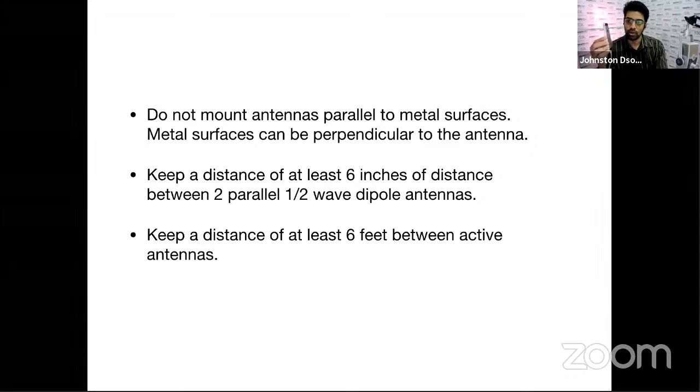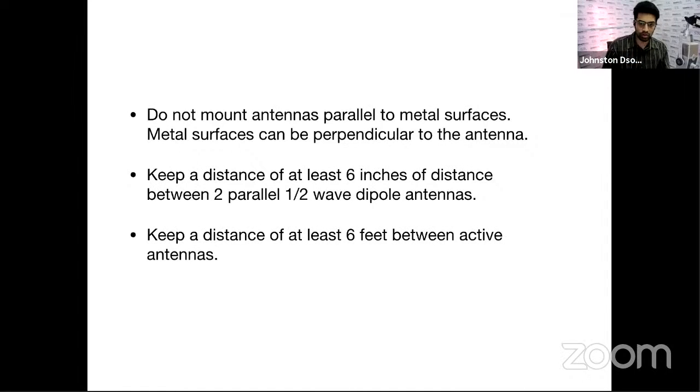Why? Because metal will reflect the RF, and when it reflects it, it might phase cancel with the frequency that is going on. So if it is out of phase, you will have a signal drop. Whereas if it is perpendicular, it is fine. Parallel, not cool. Perpendicular, okay. That is one thing you need to keep in mind.